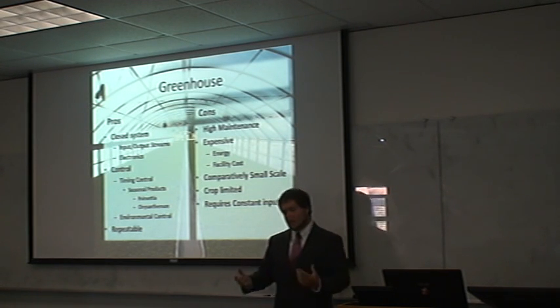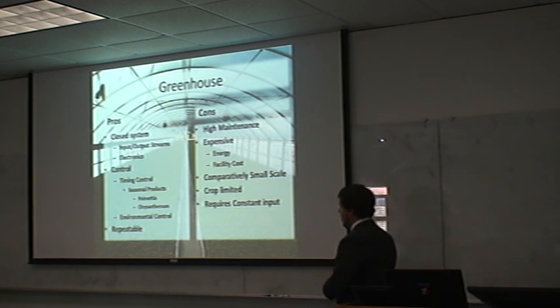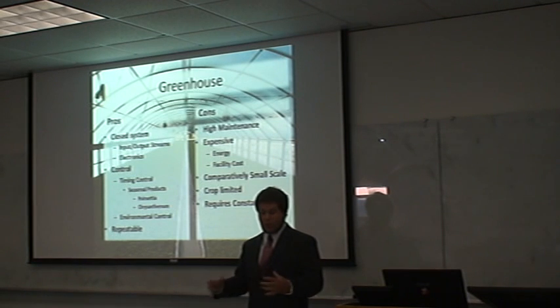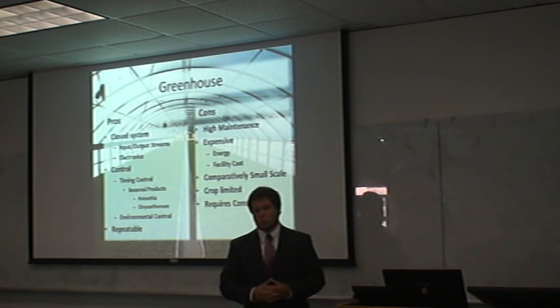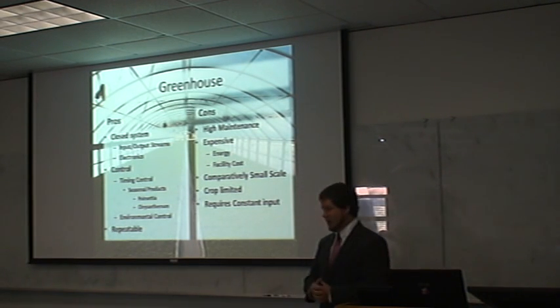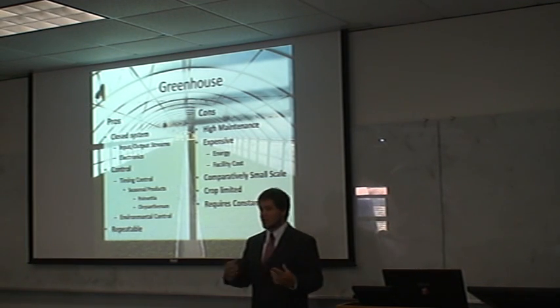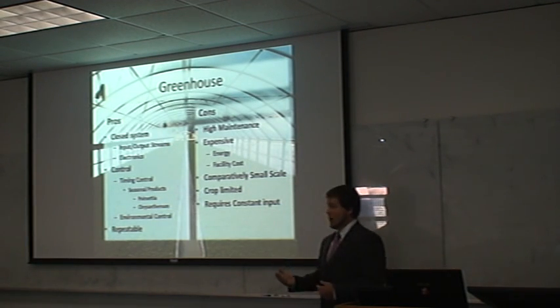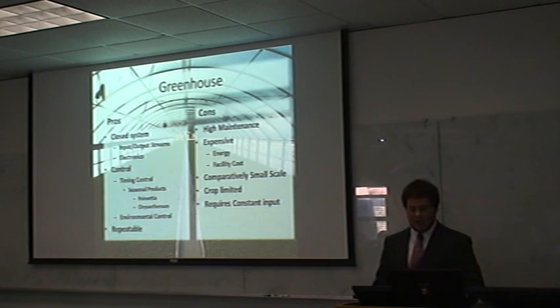Okay? So the cons of that really are going to be the fact that it's high maintenance. It's very expensive energy-wise, and also the facility costs when you compare it back to an open-air growing situation. It's going to be comparatively small scale. While we're talking about being able to grow acres of plants inside of a greenhouse, we could do hundreds or thousands of acres outside of the greenhouse. And it's very crop limiting because of the size of the greenhouse; you have to say, okay, it's feasible to grow this in a greenhouse and not that. It also requires that constant input. So if you don't water them, they'll die. In a crop outside, if it rains, then that's an input that you didn't have to do.